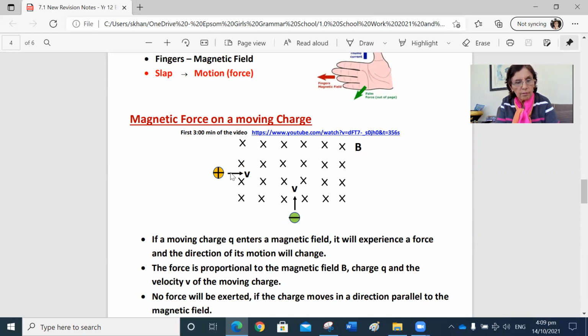And whenever there is a force which is at 90 degrees to the velocity, it does not increase or decrease the speed. It actually makes it move in a circular path. So this charge will actually move in a circular path like this one.